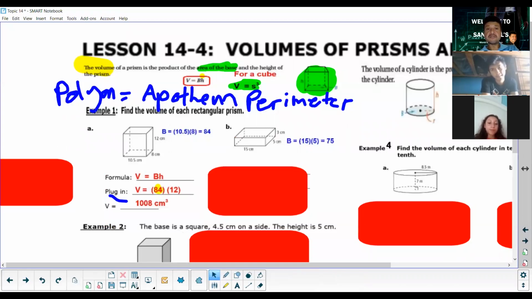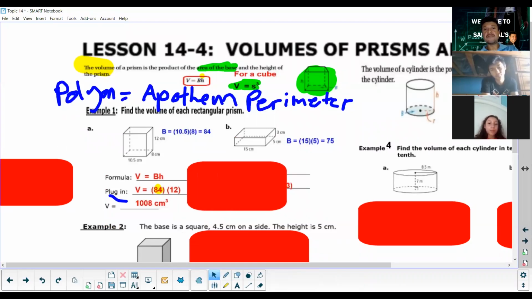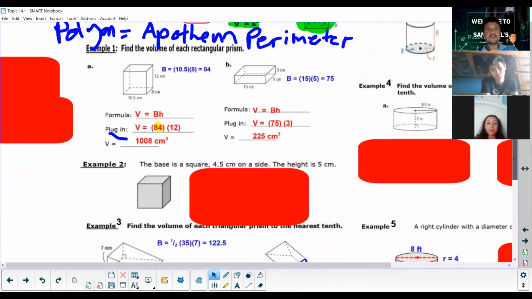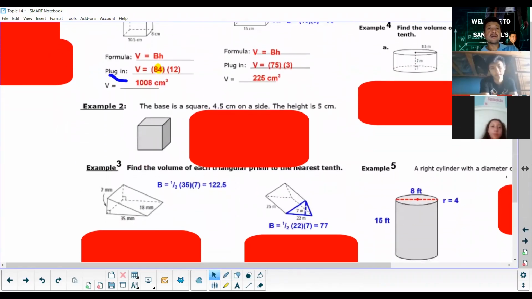All right, good. Do something very similar in this case, 15 times 5 times 15. So we get that version. Let's go with Marcus. Marcus, how will we do example 2? Well, since this is a cube, right?